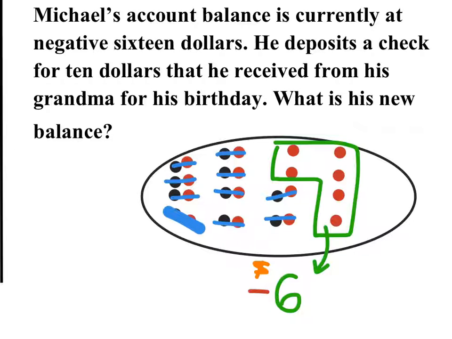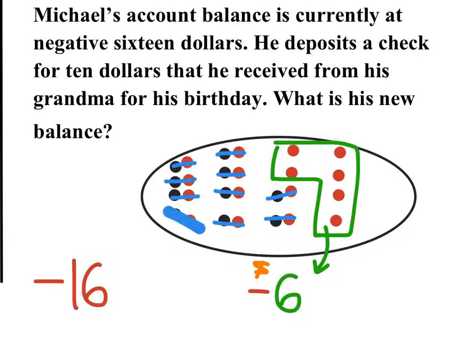Now on this one, it starts by describing his negative $16. So I'm going to show the negative 16. Now I don't need it in parentheses. I could put it in parentheses, but since it's the first term in this expression, I'm just going to keep it as negative 16. No parentheses.